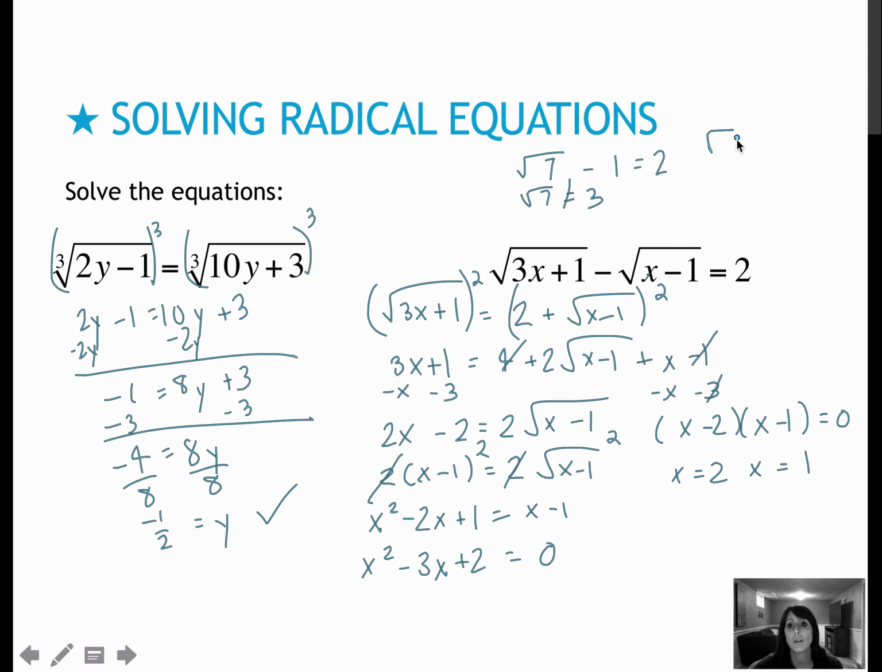For the other, if I plug in 1, 3 times 1 is 3, plus 1 is 4, so the square root of 4, minus 1 minus 1 is 0, the square root of 0 is 0. And does radical 4 minus 0 equal 2? Yes, because that would be 2 minus 0, and that equals 2. And so 1 is my only solution.